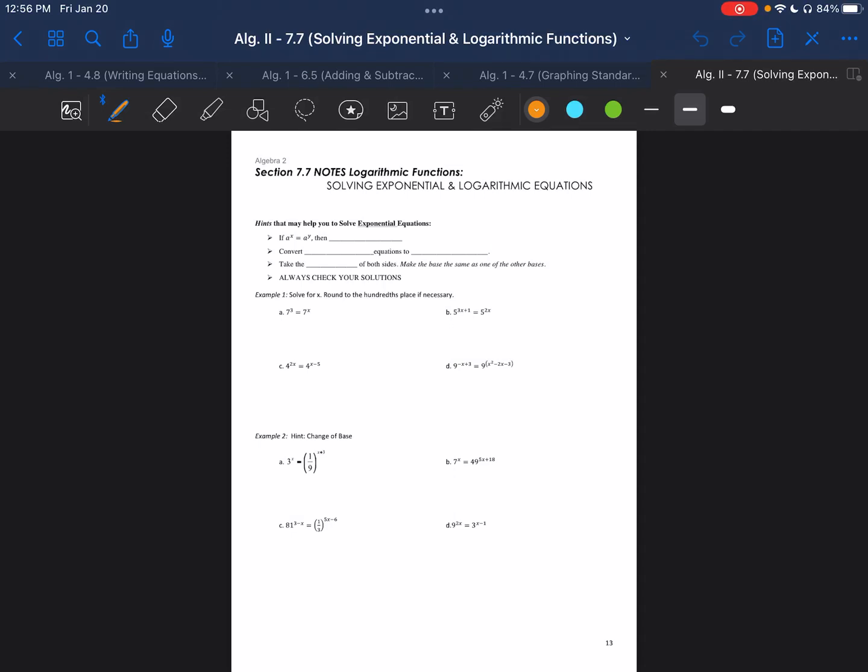Welcome everyone to Algebra 2, Section 7.7, Solving Exponential and Logarithmic Equations. So we're going to start with exponential equations.